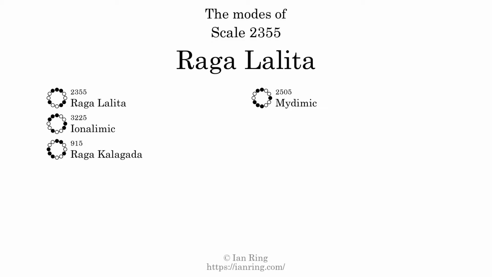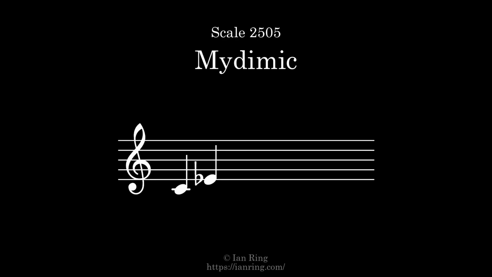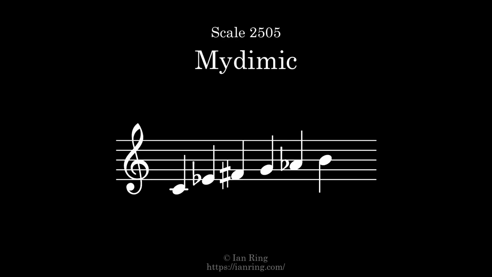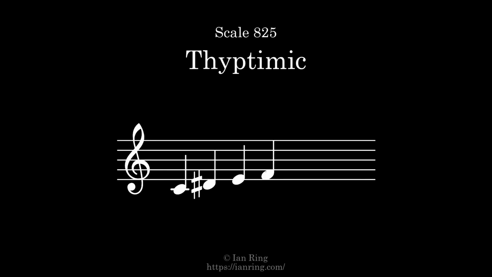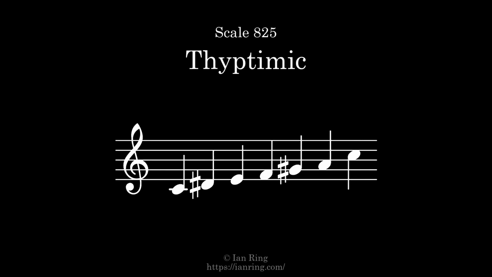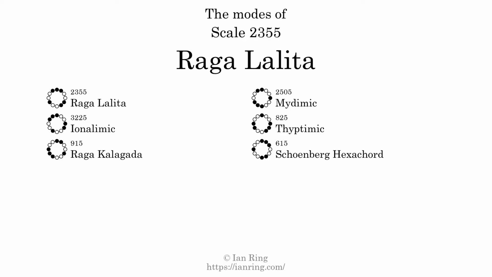The fourth mode is scale 2505, also known as mydemic. It sounds like this. The fifth mode is scale 825, also known as thyptimic. It sounds like this. The sixth and last mode is scale 615, also known as Schoenberg hexachord. It sounds like this.